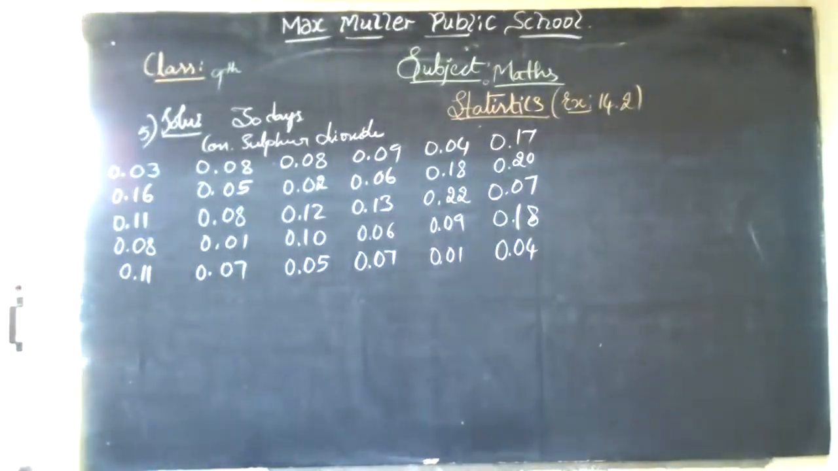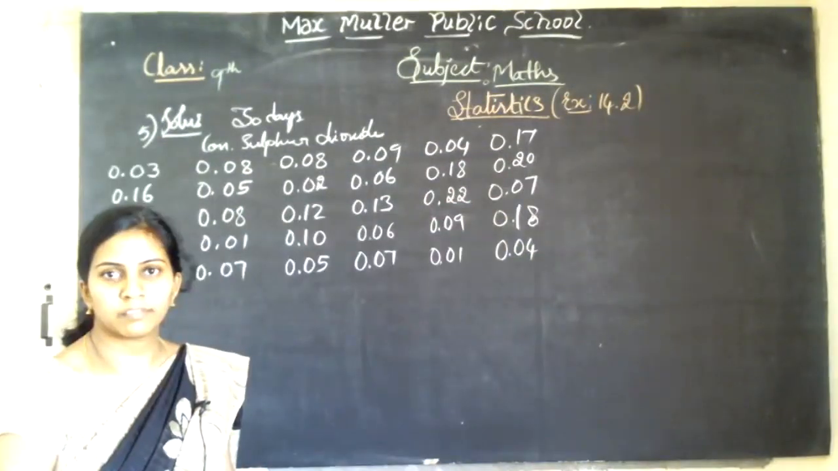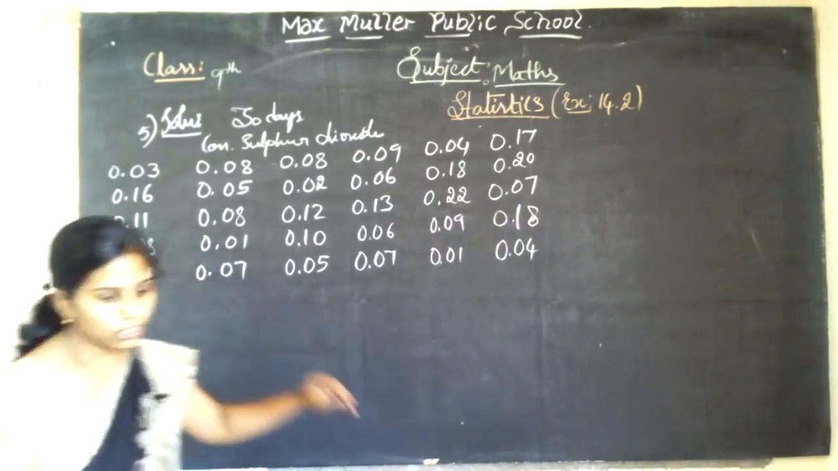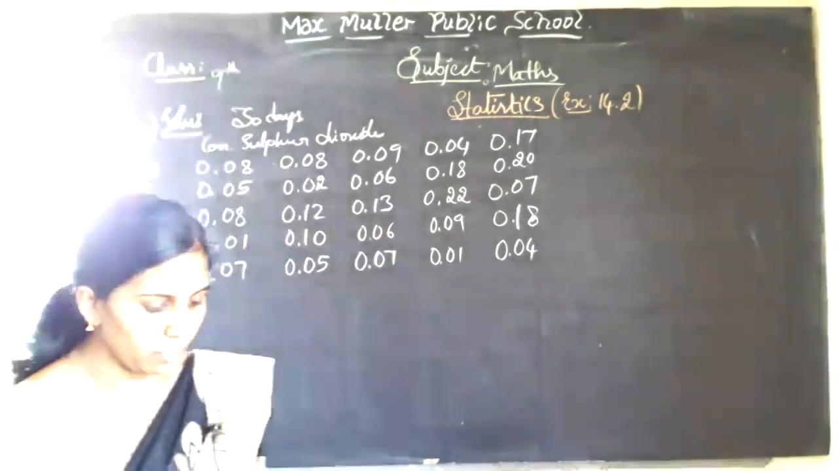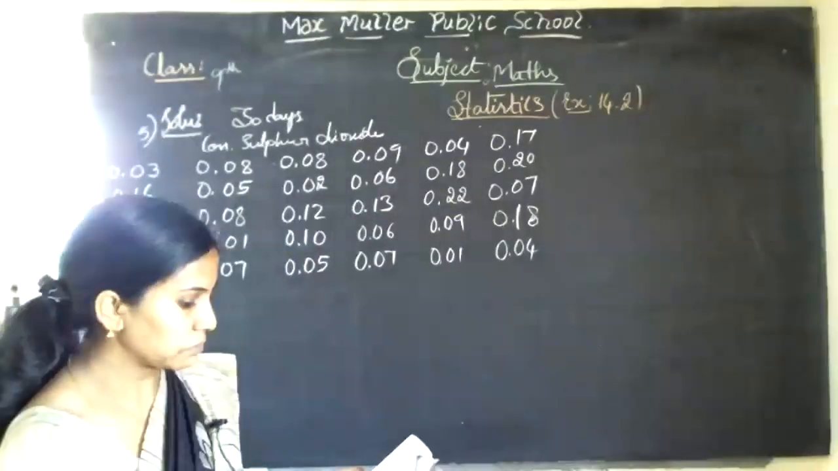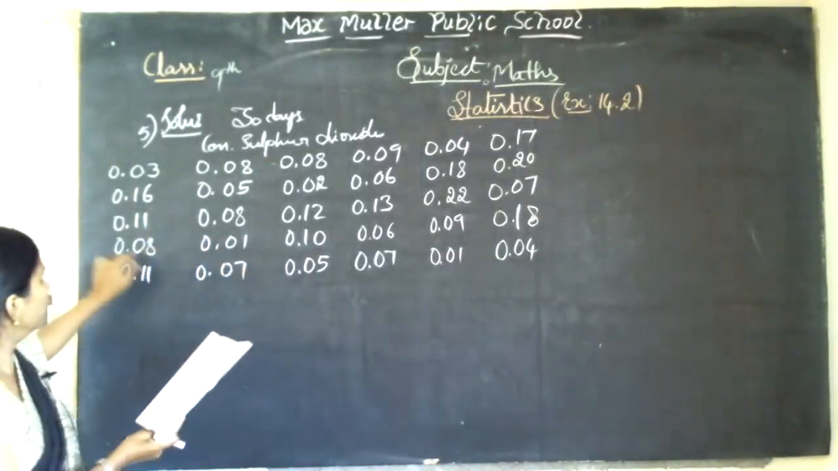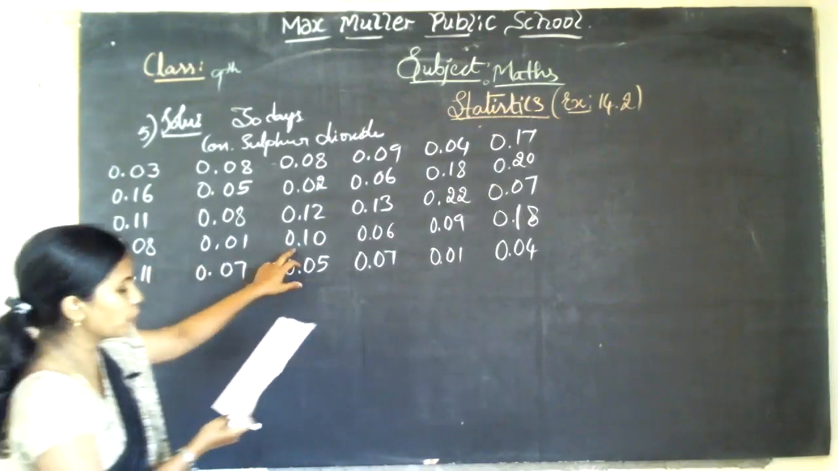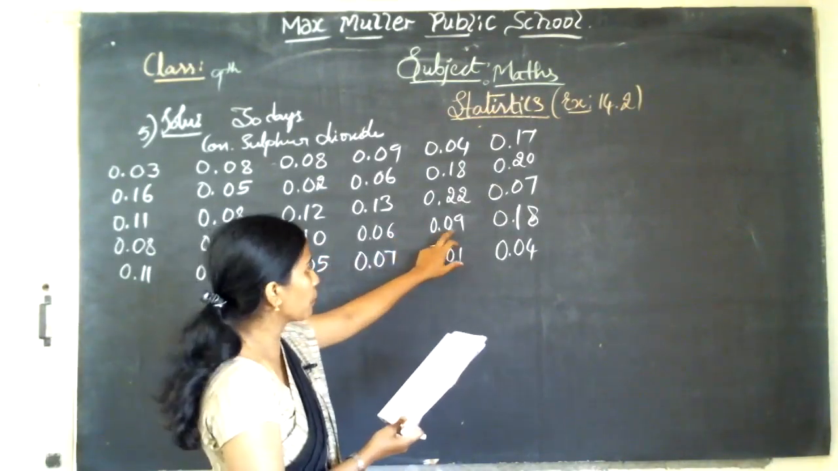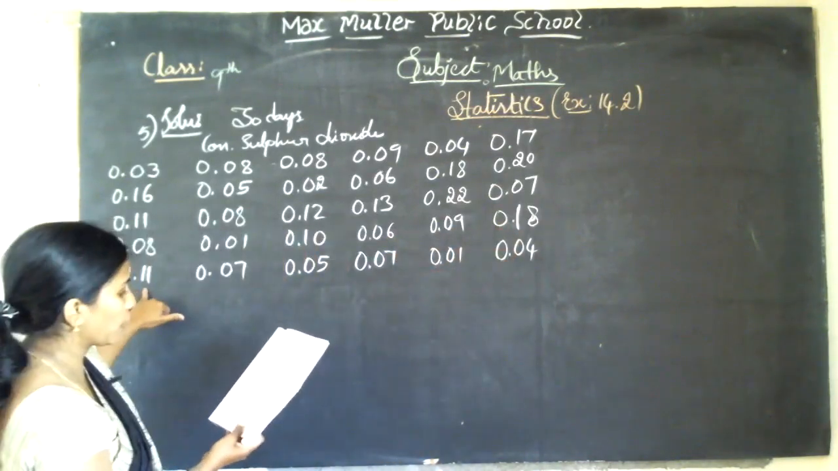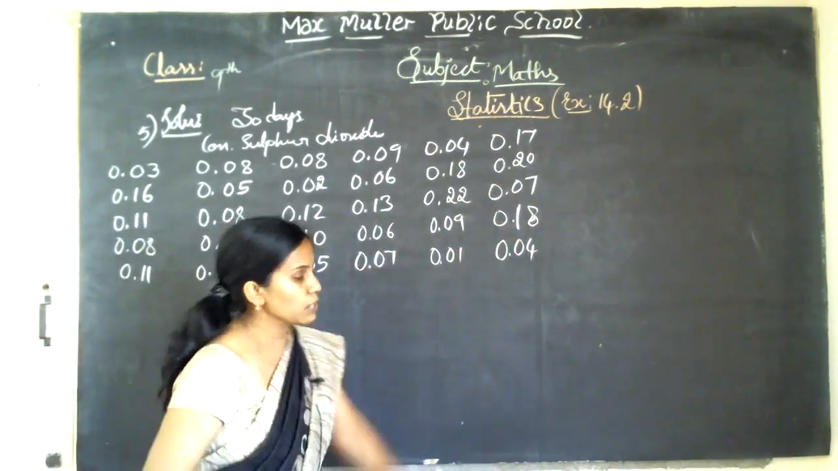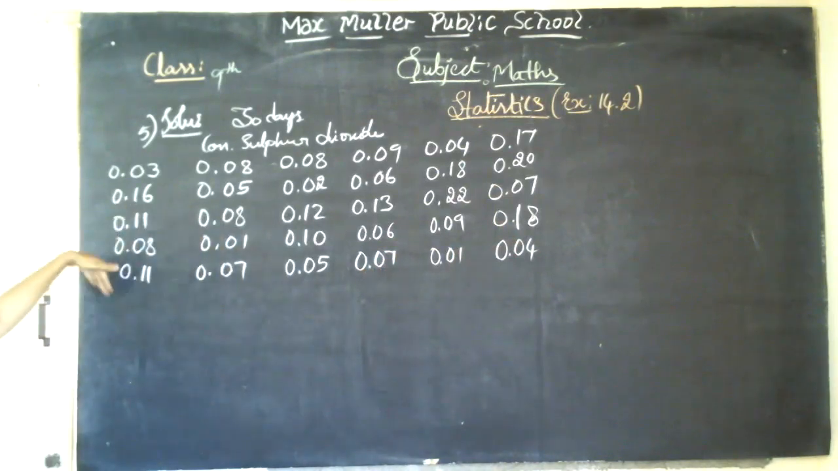It is recording, no? Yes, what we have written is 5 rows. Next, move on to the 6th row. Let me check. In the 4th row, I have written 0.08, 0.01, 0.10, 0.06, 0.09, 0.18. Last row, 0.11, 0.07, 0.05, 0.07, 0.01, and 0.04.